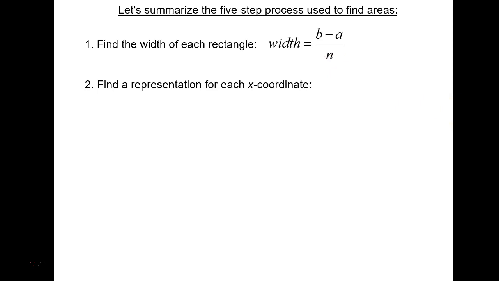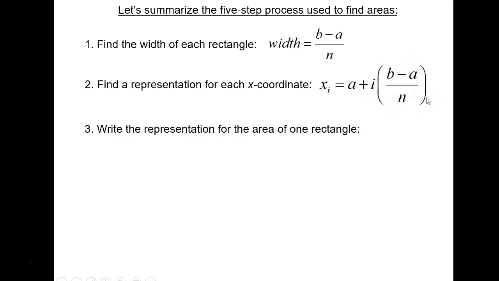Step 2, you're going to find a representation for each x coordinate. That was that x sub i that I wrote down. So x sub i is always going to be a, whatever the left end point is. If we're lucky, it's 0, but it doesn't have to be. a plus i times your width, b minus a over n.